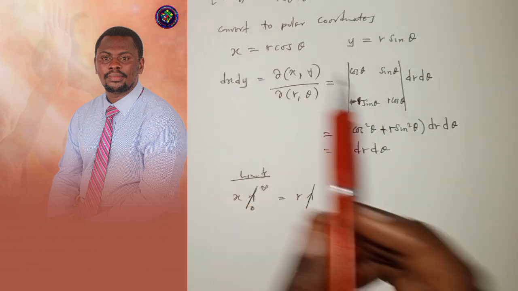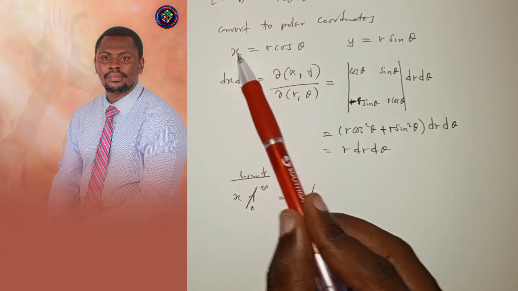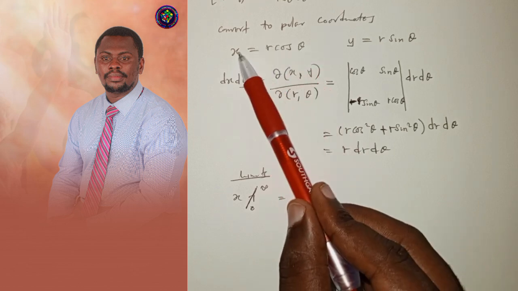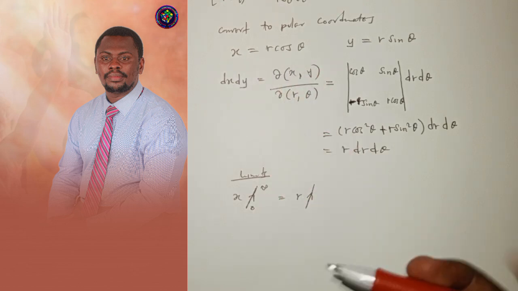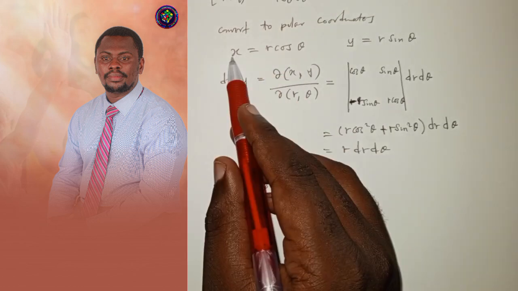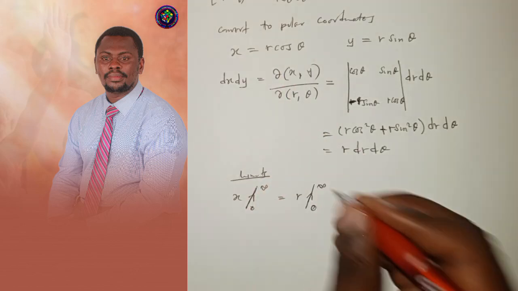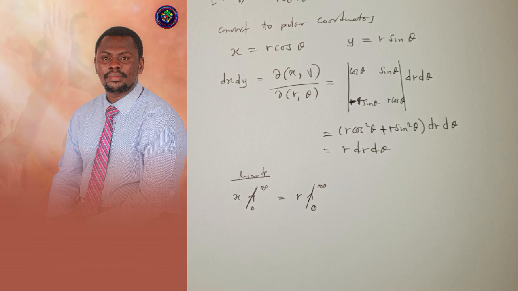So where there is x, you put 0 here, then r will be what? 0 divided by cos theta, it will be 0. So r will be 0. When x is infinity, infinity divided by cos theta, it will still be infinity. Okay, so the limits for r will be from 0 to infinity.